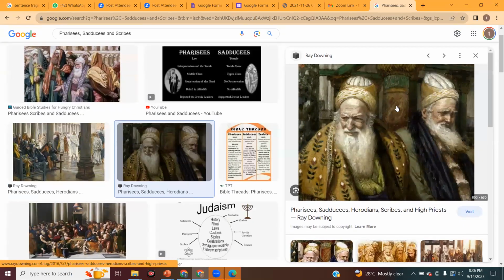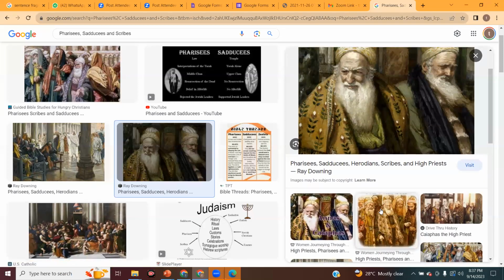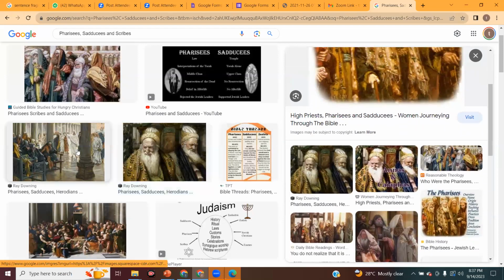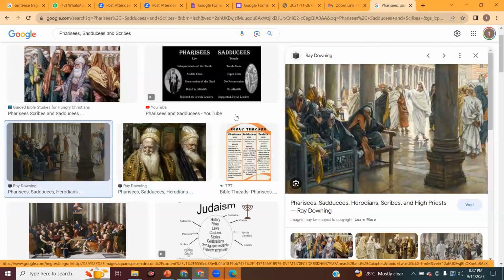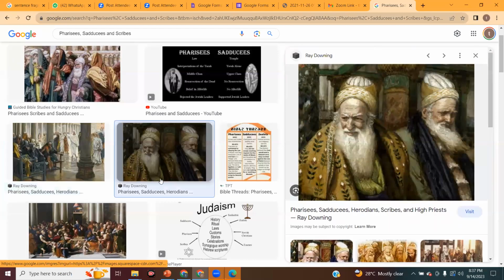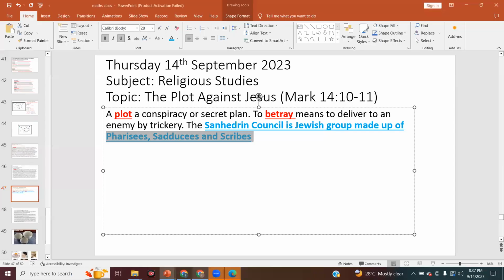This is the scribes and Pharisees, right? That's them. They look like elitists, like they got everything together. They're the leaders of the people. And a lot of them were extremely wicked in their desire to trap Jesus. Those are the Pharisees and the scribes, extremely religious people, by the way. So the Sanhedrin Council is a Jewish group made up of Pharisees, Sadducees, and scribes.